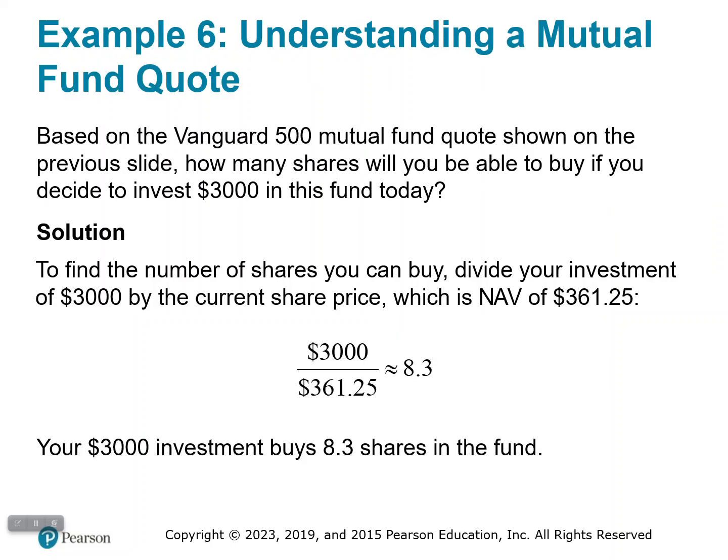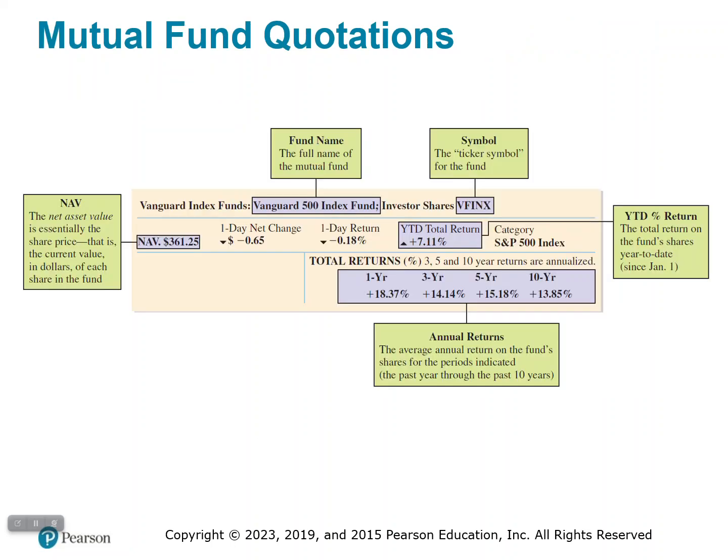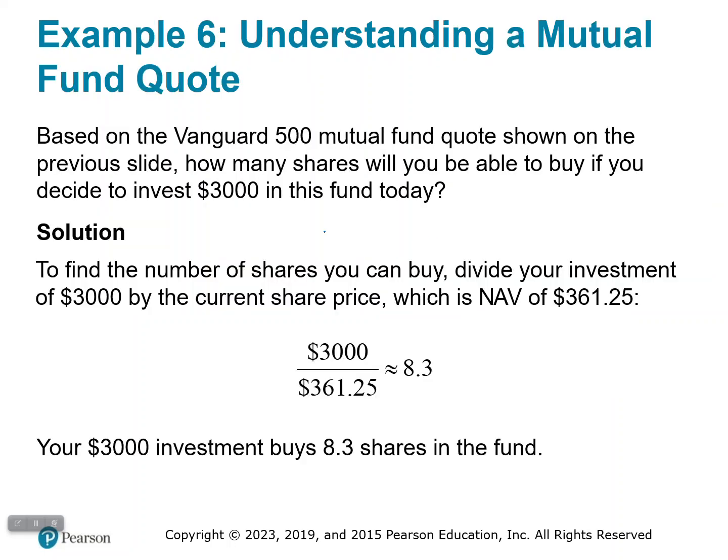Based on the Vanguard 500 mutual fund quote shown on the previous slide, how many shares will you be able to buy if you decide to invest $3,000 in this fund today? Let's go back. I know the price per share is $361.25. I want to invest $3,000. To find the number of shares you can buy, divide your investment of $3,000 by the share price, which is currently $361.25. I could buy 8.3 shares in the fund.